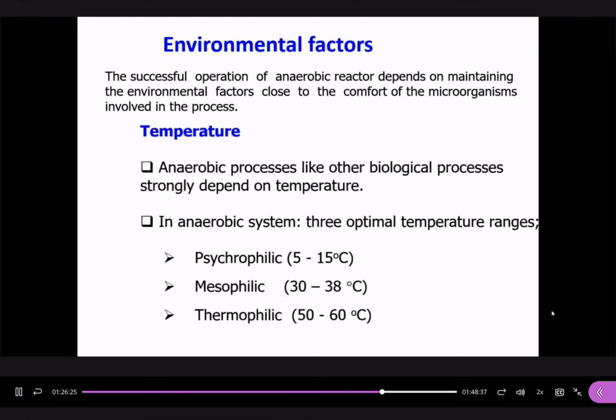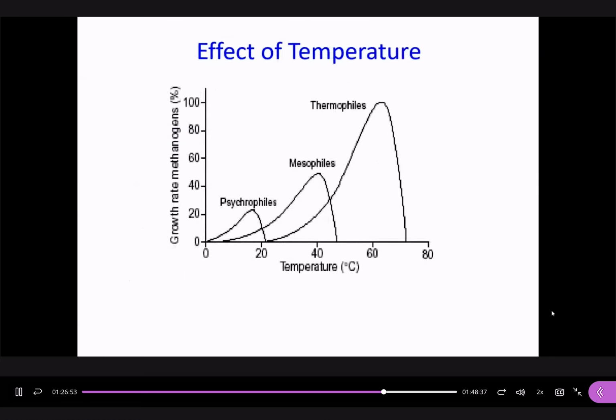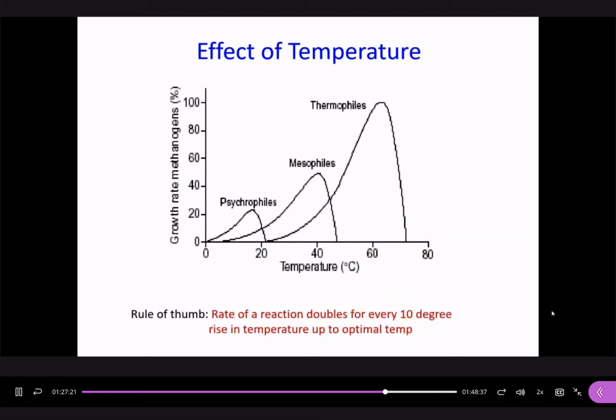So let's talk about environmental factors. The first one is temperature. All biological processes depend on temperature. In anaerobic systems, there are 3 optimal temperature ranges, as we discussed: psychrophilic, mesophilic, and thermophilic. Look at this, the growth rate of methanogens. We see that methanogenesis is a rate limiting step, so the methanogen's growth rate is important. It is a function of temperature. Higher temperature, higher growth rate. Typically, the rate of reaction doubles for every 10 degree rise in temperature, up to the optimal temperature.